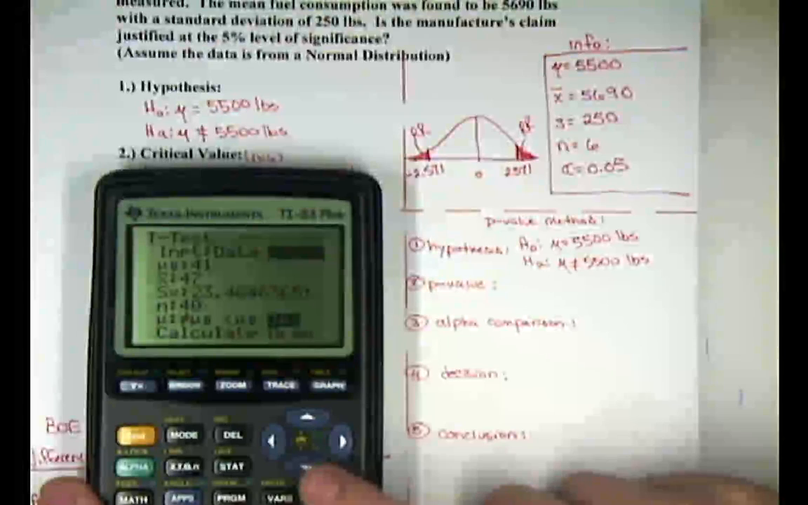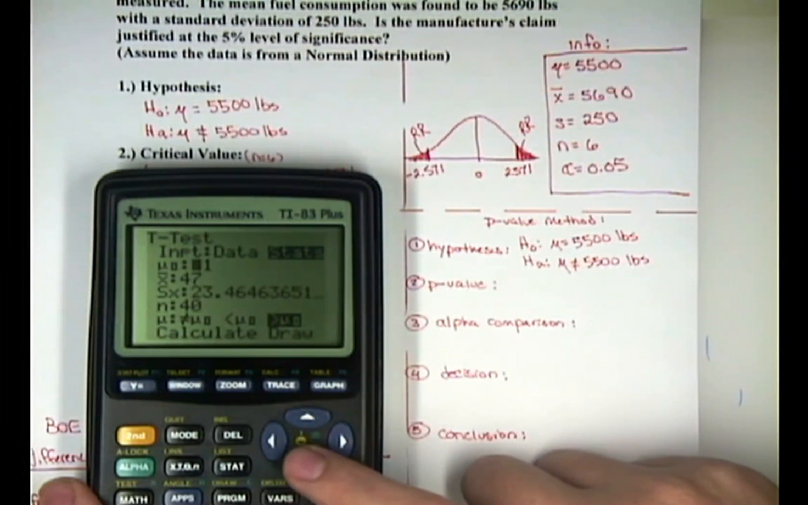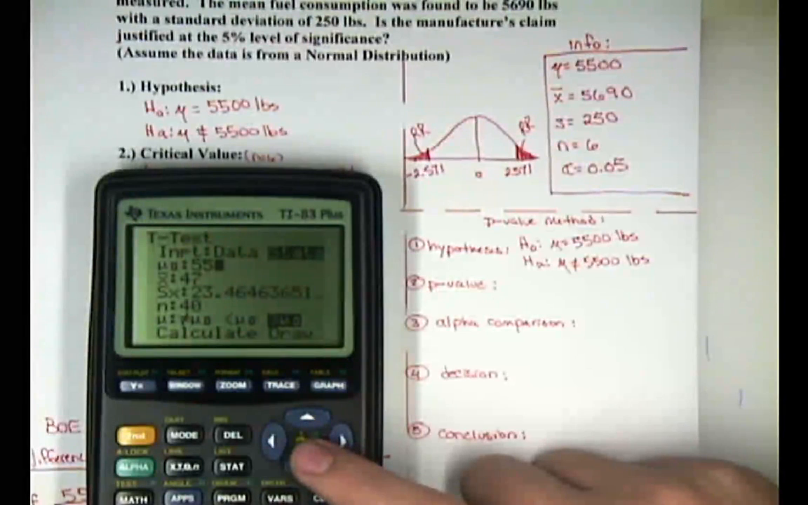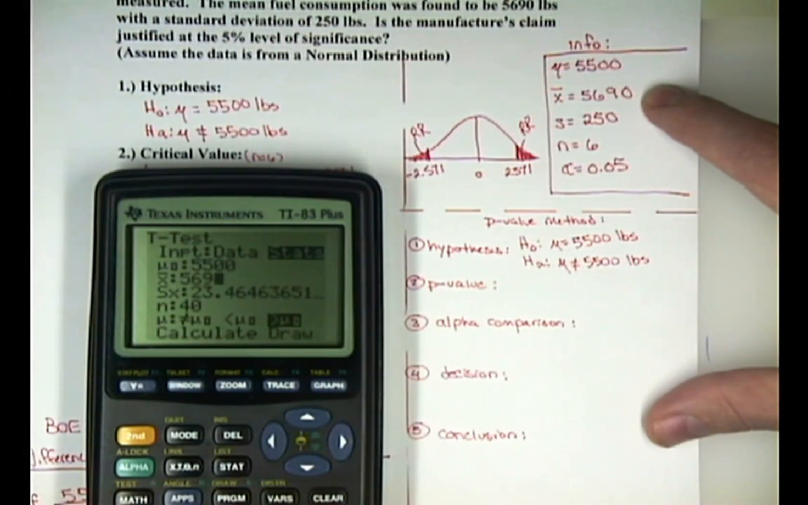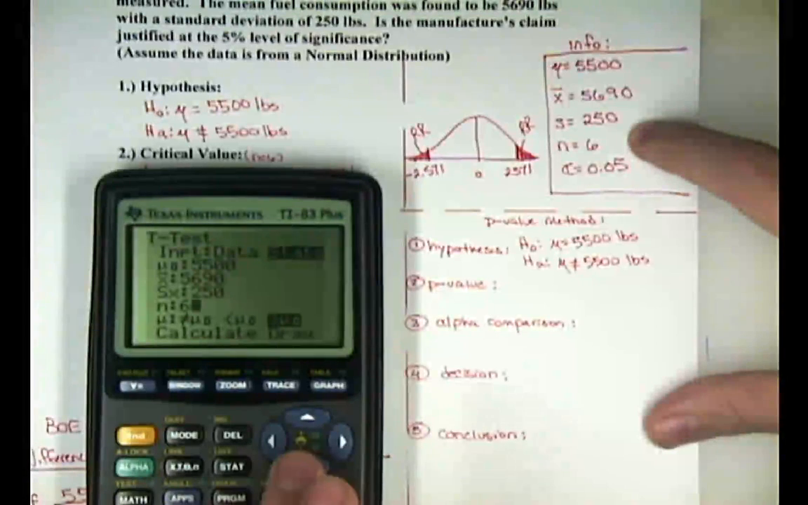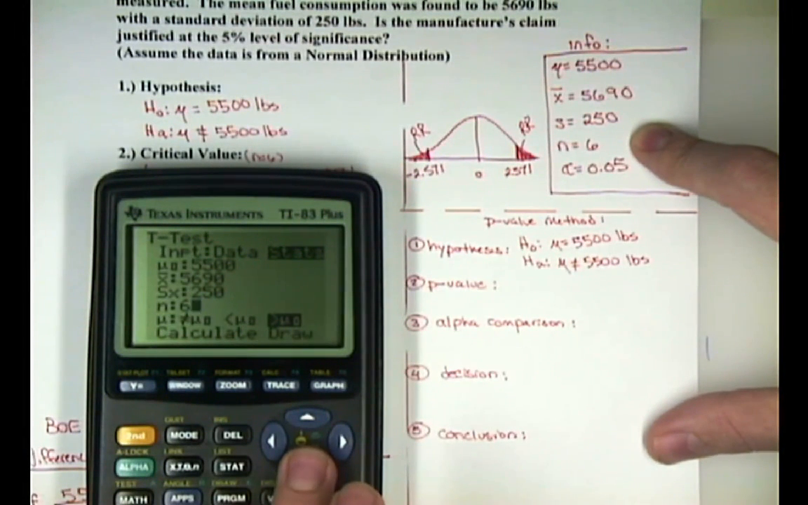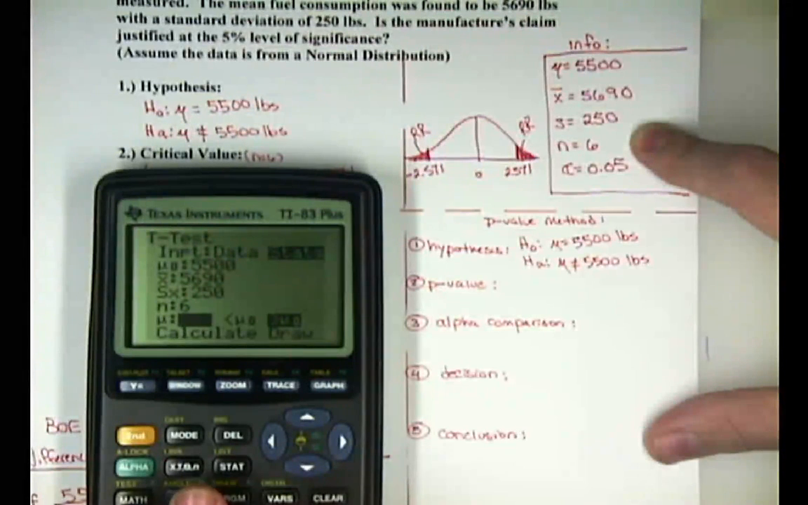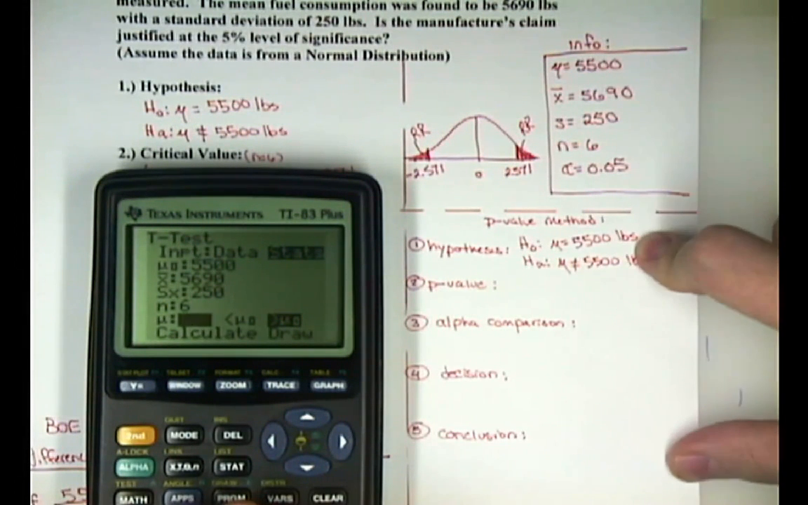We're going to use stats for our data. U0 is what they're claiming, 5500. It'll save any old data that you have in there, so be aware of that. X bar is from the paragraph, 5690. SX, or in other words, the sample standard deviation, was 250. N was 6. Another reason to use a t-test, we have a very small sample size. Mu, let's see, we were doing a two-tailed test, weren't we? So mu not equal to. Okay, then you want to hit calculate.